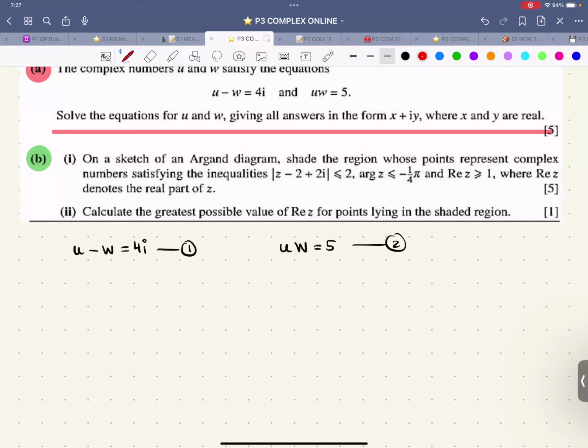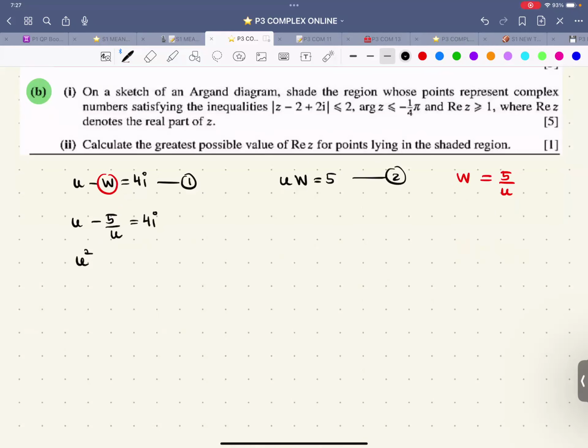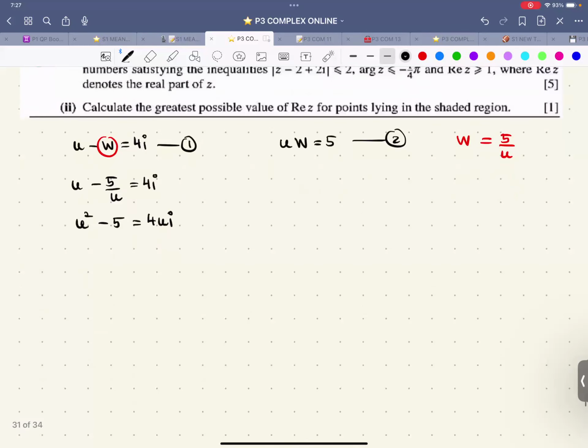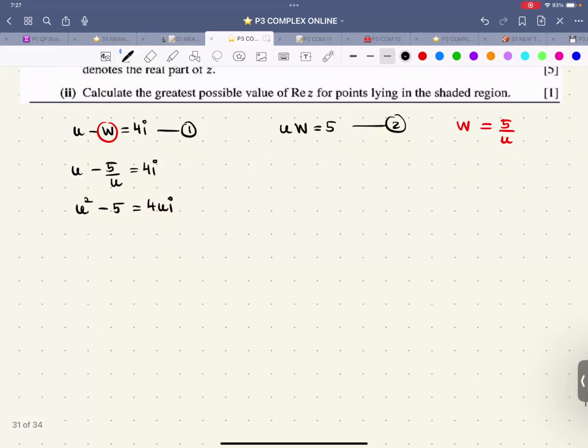I think it's your choice. I think I'll make W the subject. That is 5 over U, and I'll plug it in over here. So therefore, U minus 5 over U equals 4i. And then we have U squared minus 5 equals 4Ui. All good, all clear? So now we can write U squared minus 4Ui minus 5 equals 0.